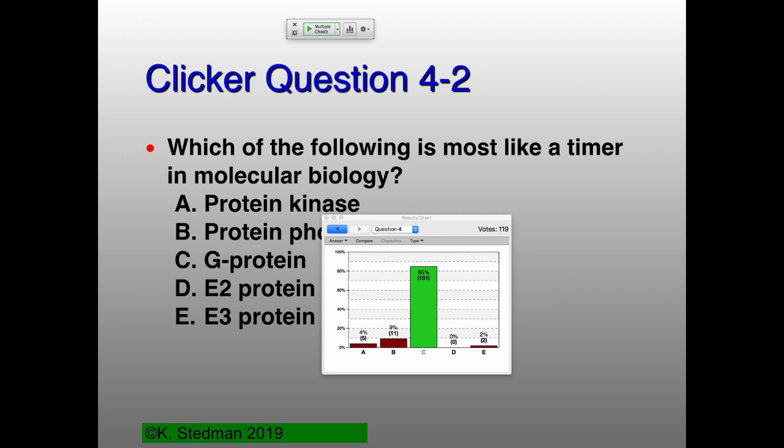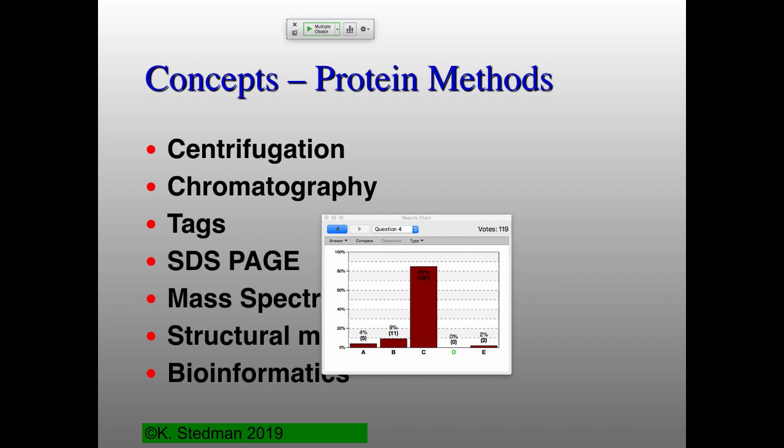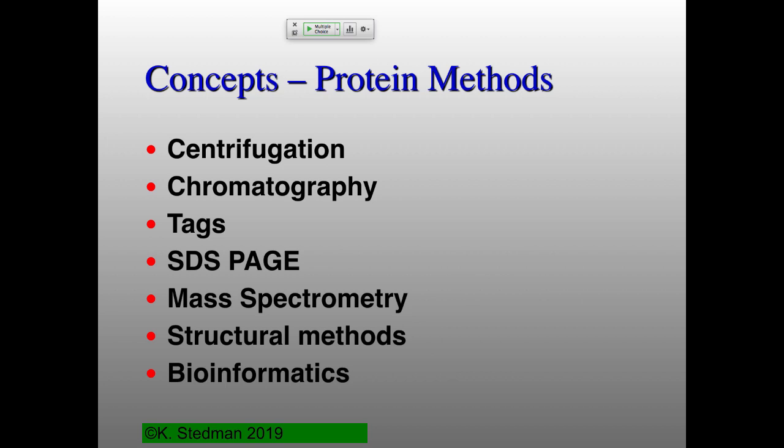GTPases, once they're bound to GTP, there will be hydrolysis of GTP to GDP. And so how fast that goes, that's how long you're going to have before you have a change in the structure. Yeah? Question? Oh, thank you. Other questions, comments, concerns, worries?